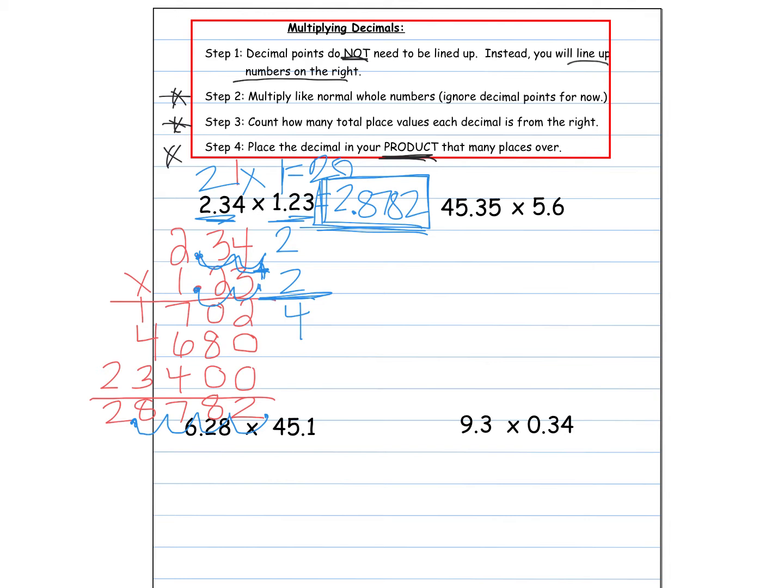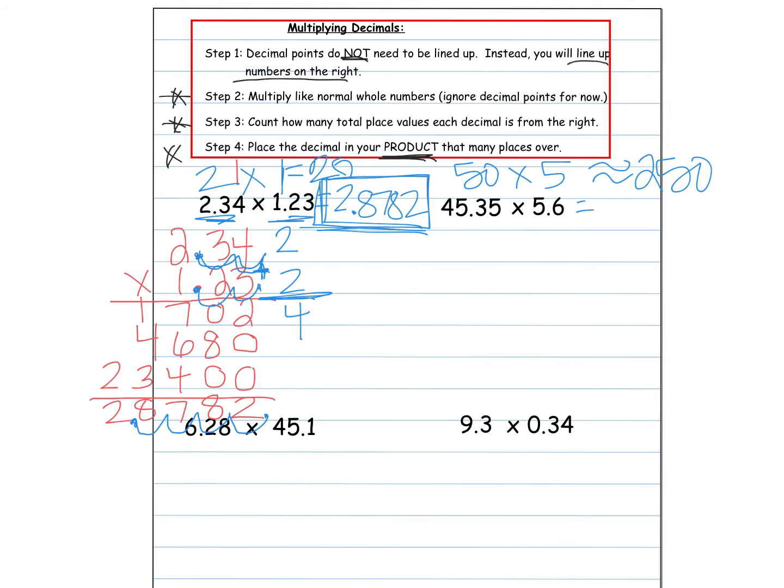45 and 35 hundredths times 5 and 6 tenths. So in my mind, 45 and 35 hundredths is really close to 45, and 5 and 6 tenths is close to 6. But I'm just going to go 50 times 5. So in my head, I know my answer is going to be around 250. We rounded up a lot, so it's not going to be very close to it, but closer to 250 instead of like 25 or 2,500 or something like that.